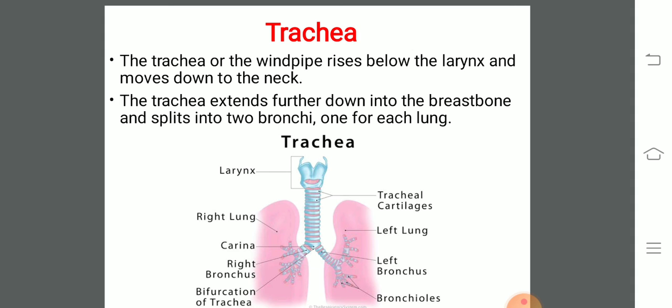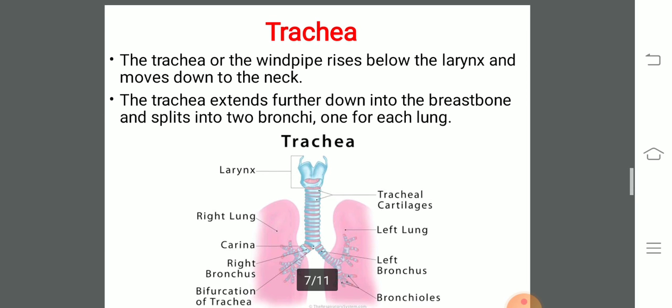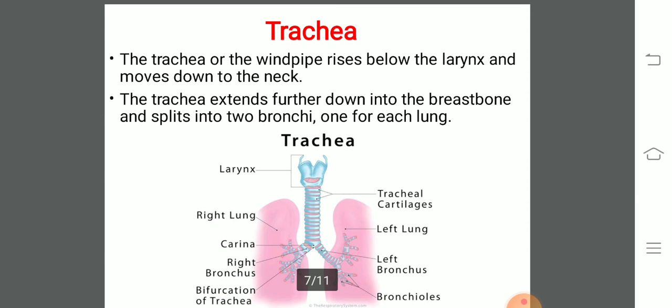Okay, the walls of the trachea comprise C-shaped cartilaginous rings. If you are observing in the figure, yes, correct, C-shaped cartilaginous rings, which give hardness to the trachea and maintain it by keeping it completely expanded. Okay, and this trachea extends further down into the breastbone and splits into two bronchi, each for one lung.